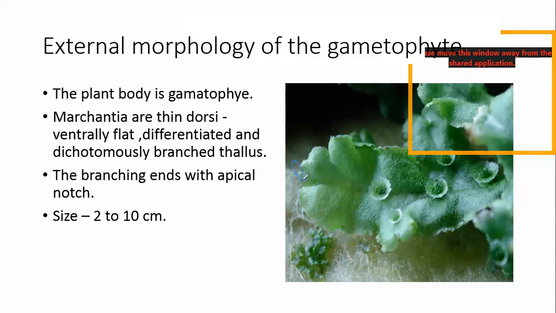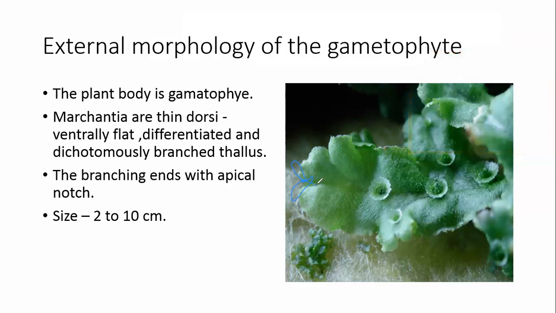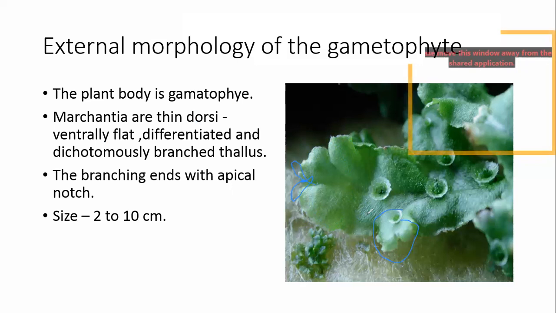Usually, the branches are dichotomous branches. Dichotomous branches means they branch equally into two halves. So see here, this is also dividing from the thallus, but equally they are dividing into two halves. Even here you can find two lobes. So when they branch equally into two different branches, they are called dichotomous branches.